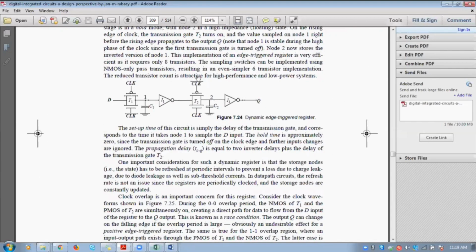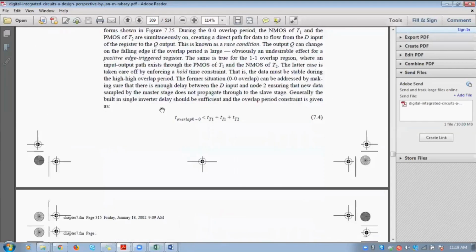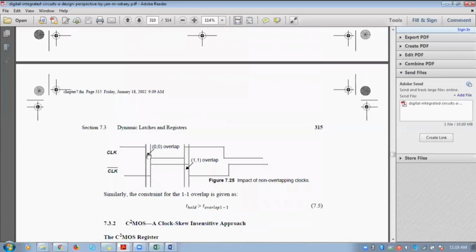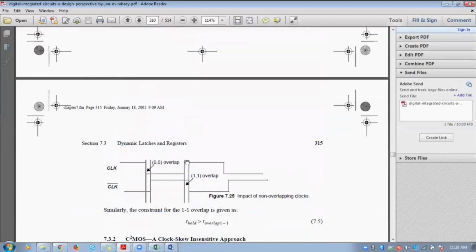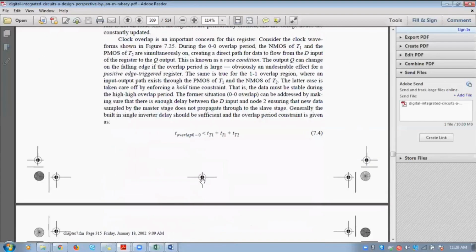If you see here, in some particular case, both clock and clock bar are 0. Here clock is 0, clock bar also 0. So both T1 and T2 will be on at that time. So D will directly go to the output without going through the normal working of master and slave.